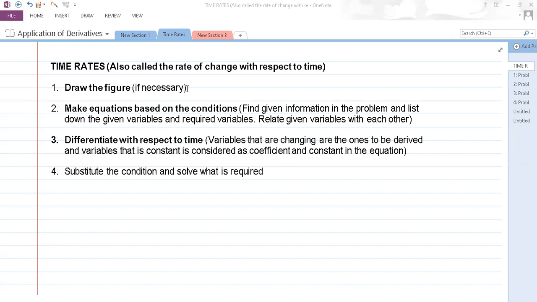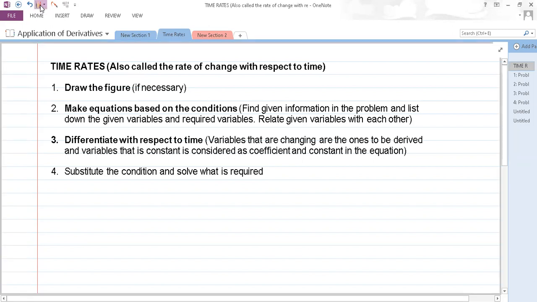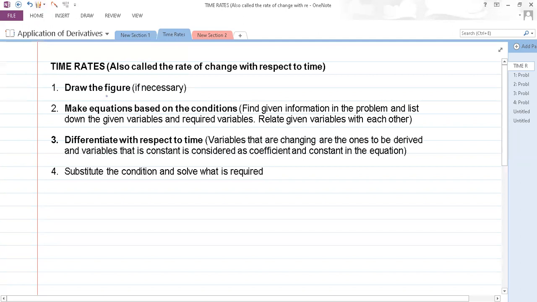Okay, so we have here the basic procedure in finding the time rates. First is to draw the figure if necessary. This is to understand and to visualize the given conditions in the problem. After drawing the figure, you have to make an equation based on the given condition in the problem. So first, you have to find the given information and list down the given variables, then required variables, then relate these given variables with each other.